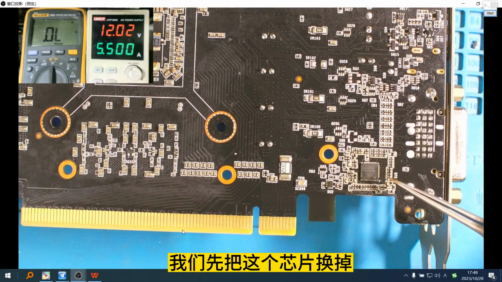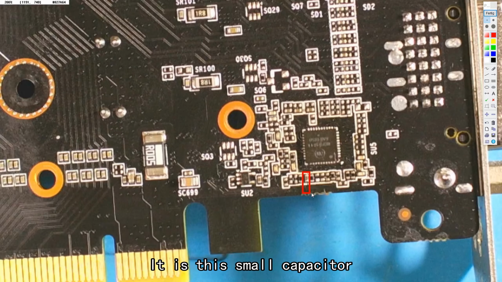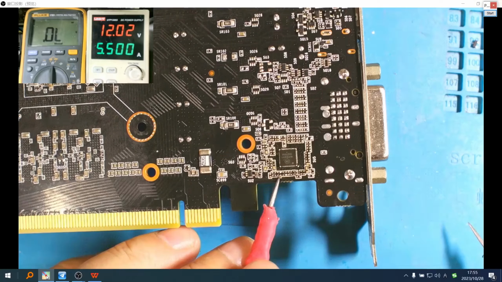I removed this chip from another good card, but there is still no core power output. That means it's not because the chip is broken that there is no core voltage output. Let's take a look at the point map. After the output from this resistor, it goes directly to the chip, but there is also a small filter capacitor here. Could it be that this capacitor is broken? We now remove this little capacitor. I have removed it.